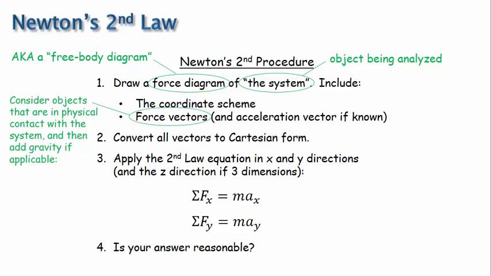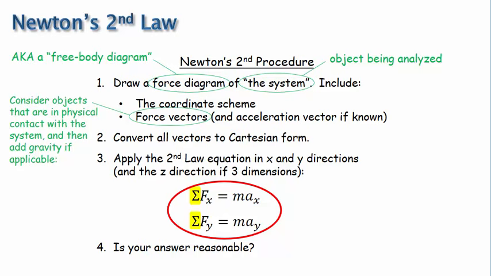Step 2 is to convert the vectors to Cartesian form. We need to do that so that we can do the next step, which is to apply the second law equation mathematically. Notice, like all vector equations, Newton's second law is multiple equations in one, for each direction. By the way, I may have used a mathematical symbol here that you're not familiar with. This symbol is a Greek sigma that means to sum up the values. So here it means to sum up all of the force vector components in the x direction or in the y direction. It's equivalent to writing F net.